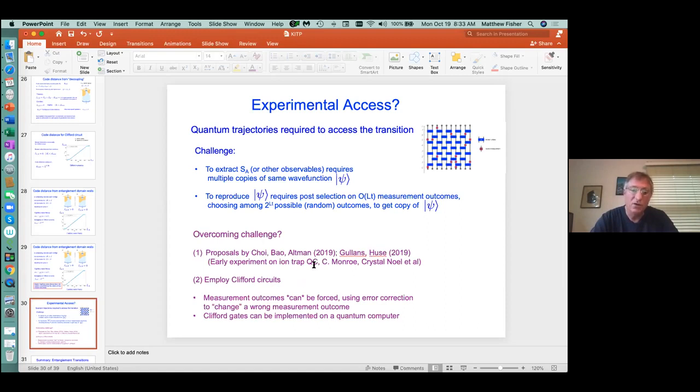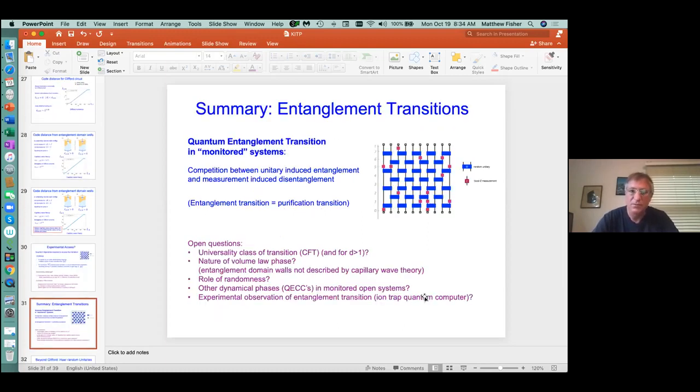One way one can overcome this challenge is to use Clifford circuits. And in Clifford circuits, the measurement outcomes can essentially be forced. One can use error correction to change a wrong measurement outcome. And of course, Clifford gates can be implemented on a quantum computer.